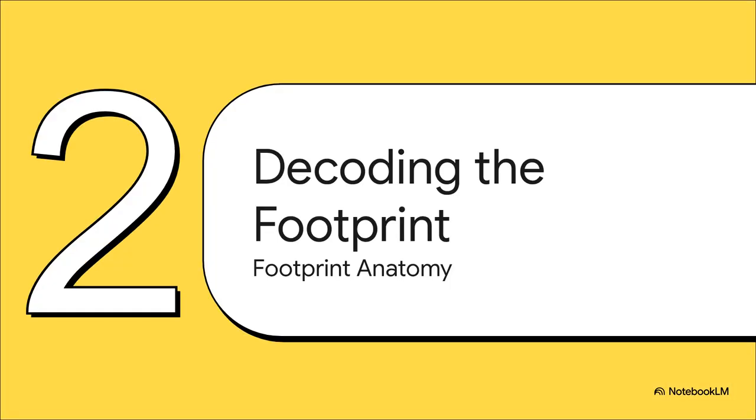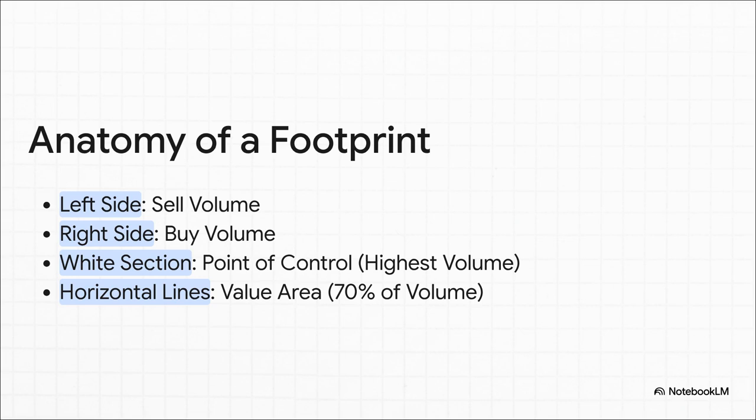Okay, so when you first pull one of these charts up, I get it. It can look a little busy, a little intimidating, but once you know what the key parts are, it's actually pretty simple. So let's decode the anatomy of a footprint candle. Think of each row as a mini tug of war at one specific price. On the left side, you've got the volume from sellers hitting the bid. On the right, you've got the volume from buyers hitting the ask. That highlighted row, usually in white or a different color, that's the point of control. That's where the battle was the most intense, where the most volume was traded.